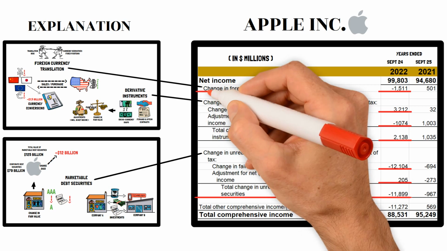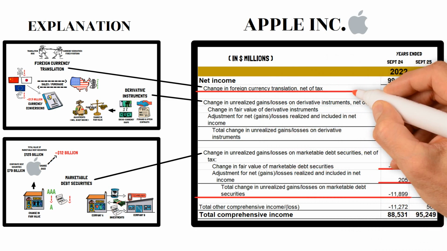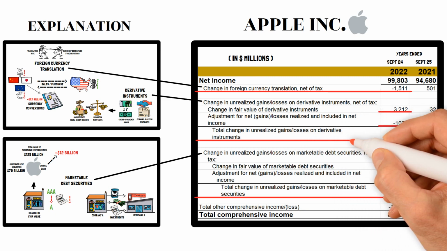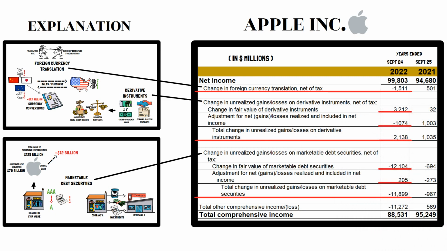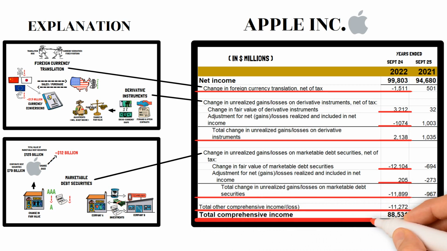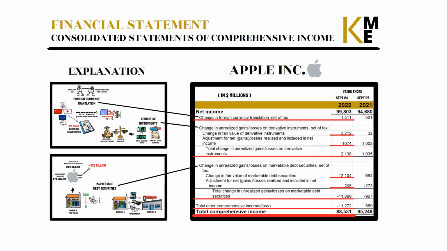Summed up, with the change in foreign currency translation net of tax and the total change in unrealized gains or losses on derivative instruments, a loss of roughly $11 billion is eliminated from the net income, leading up to total comprehensive income of still an incredible amount of just more than $88 billion for 2022.